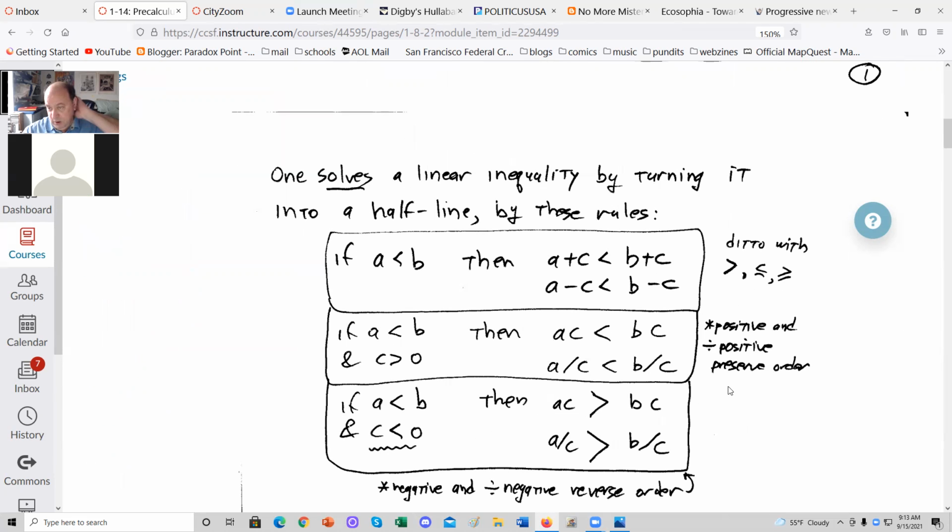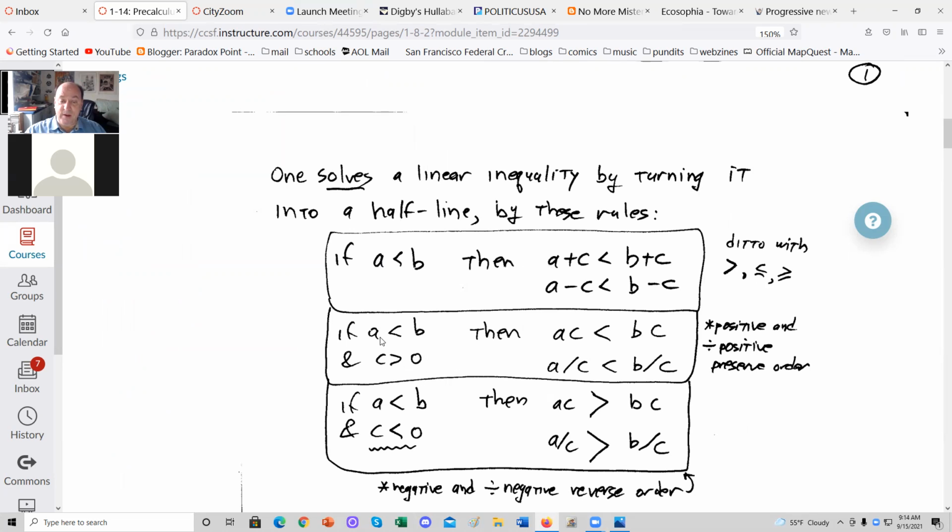So you solve a linear inequality by turning it into a half line using, basically, the equivalent of transposition or the equality rules. If a is less than b, then you can add and subtract c on both sides. And same with greater than, less than or equal, or greater than or equal. Multiplication is a little complicated, however, as is division.